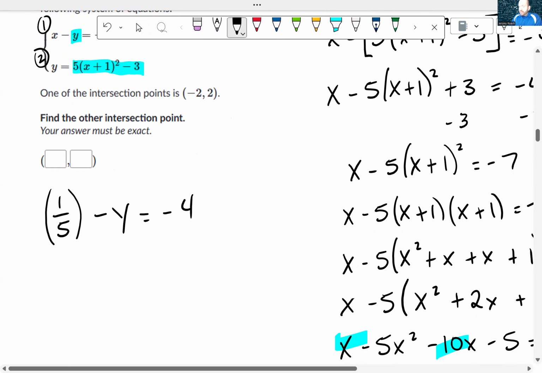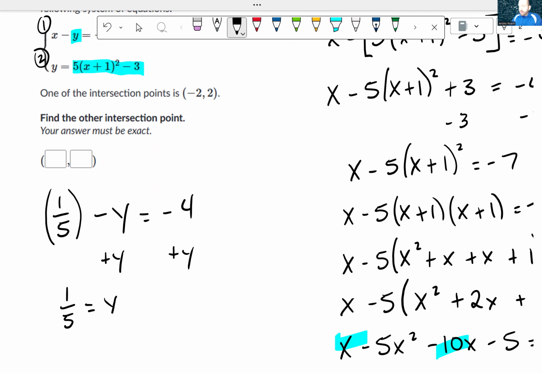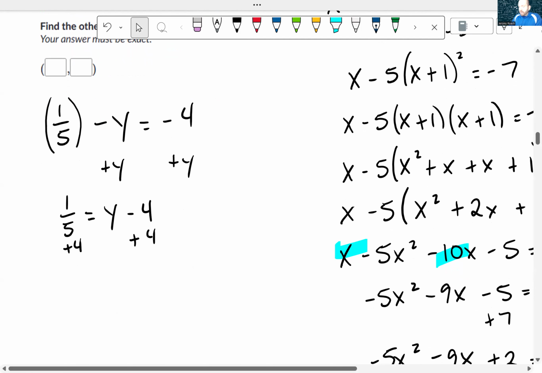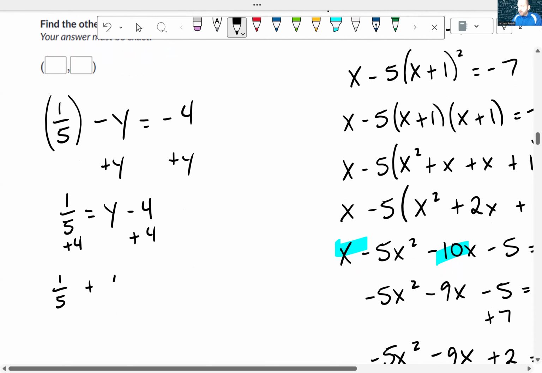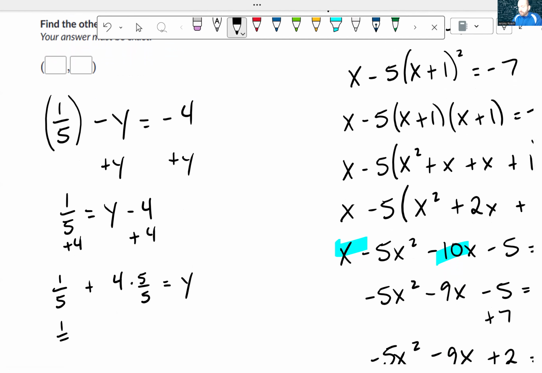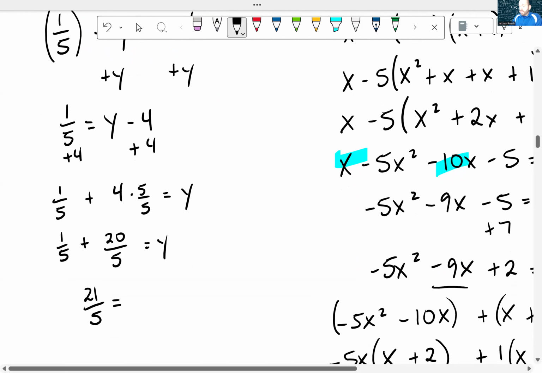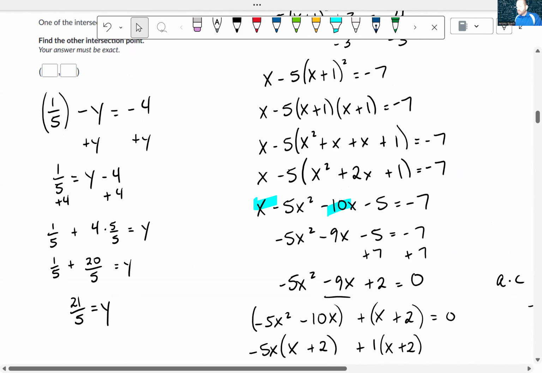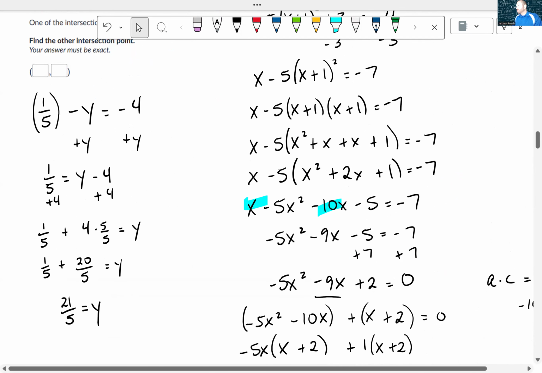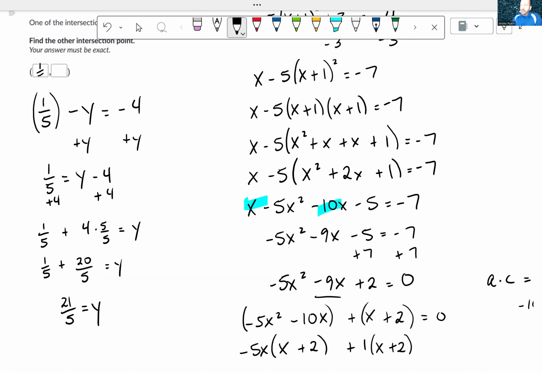Okay, so now we're going to add y. You get 1/5 equals y minus 4, and a plus 4 and plus 4. And we get 1/5 plus 4 equals y. And we want to change that to fifths. 1/5 plus 20/5 equals y. And 21/5 is equal to y. All right, so our final answer for where these intersect is x is 1/5, y is 21/5.